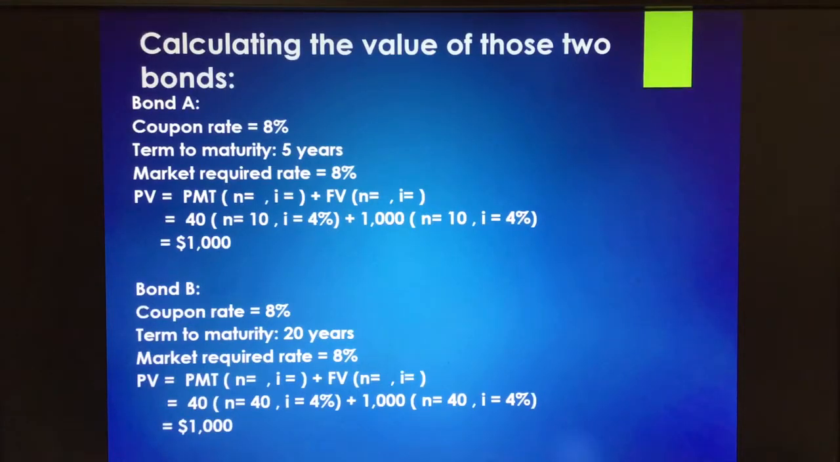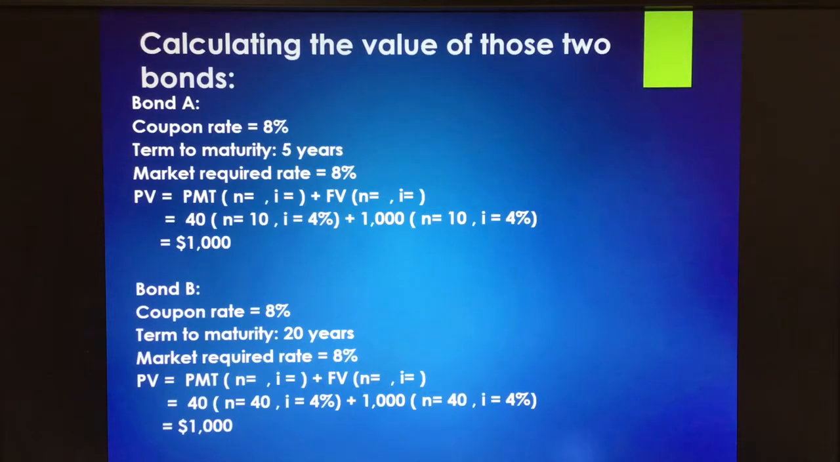As you can see, if you crunch the numbers here, just make sure you understand how these are set up. But if you crunch the numbers, you'll find out that the present value of bond A is $1,000, and so is the present value of bond B.